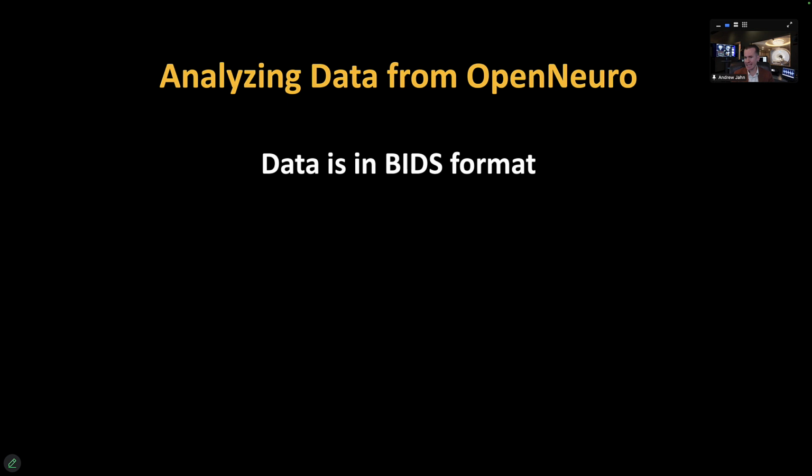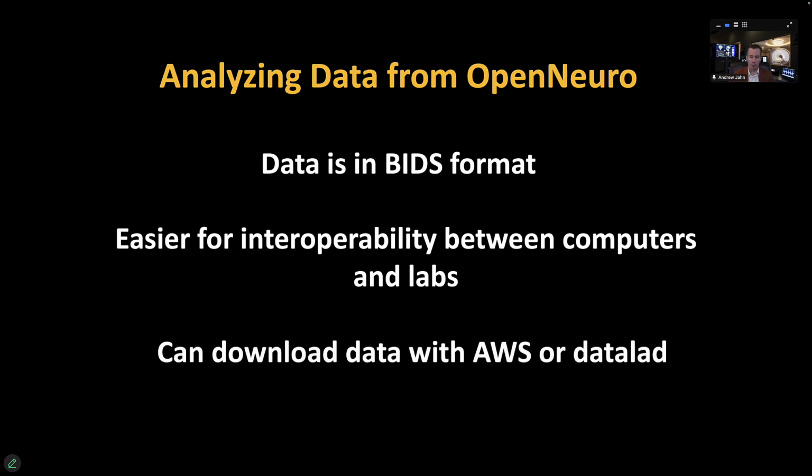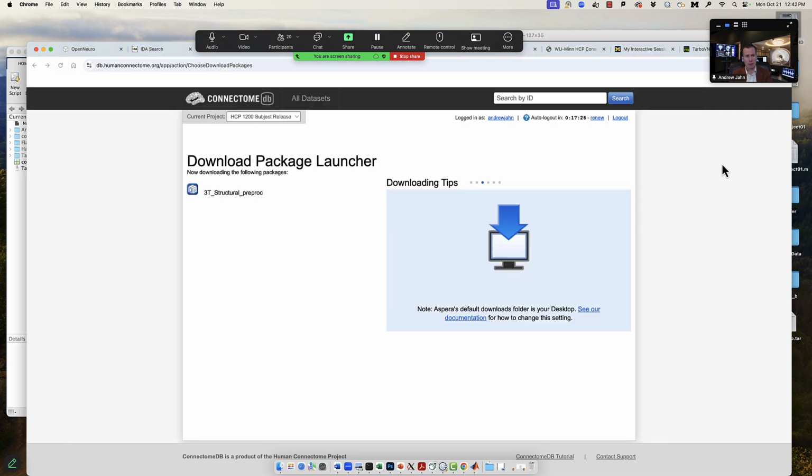So BIDS, brain imaging data structure, is a standardized way of organizing functional and anatomical data. And like I said, this makes it a lot easier to make very tiny edits to scripts, but then it should work with a new data set or to replicate the same data set much easier than it did before BIDS came along. With OpenNeuro, you can download the data with Amazon Web Services or something called DataLad. And I'll give you a brief overview of what this website looks like.